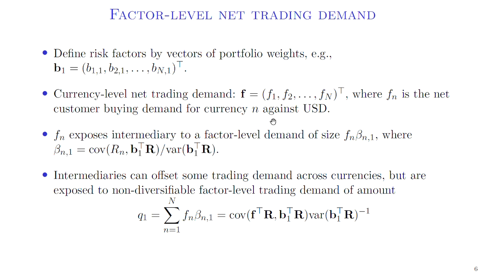Now, of course, you've got N currencies. The intermediaries can offset some of the risk across different currencies. So what's really happening after the dealer takes in all these shocks is that the total amount the dealer takes is just the summation of F times beta, and then you can write that in matrix notation.